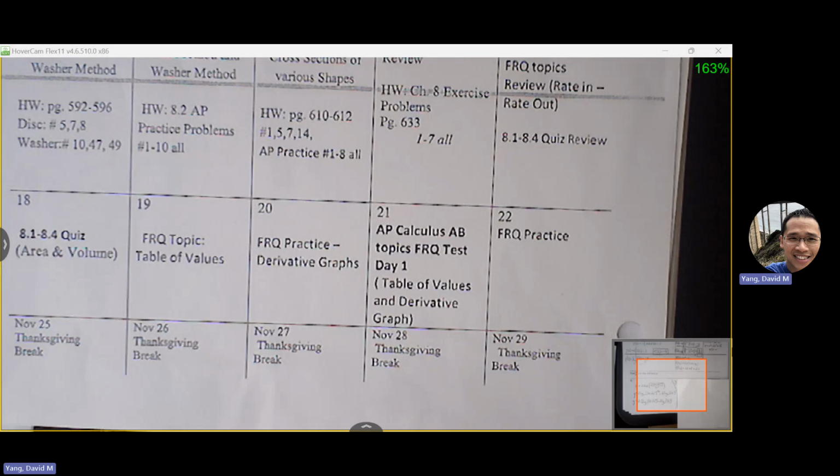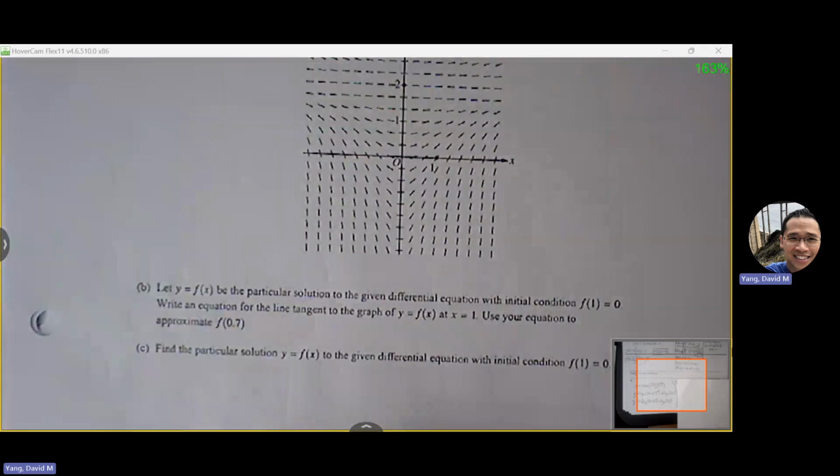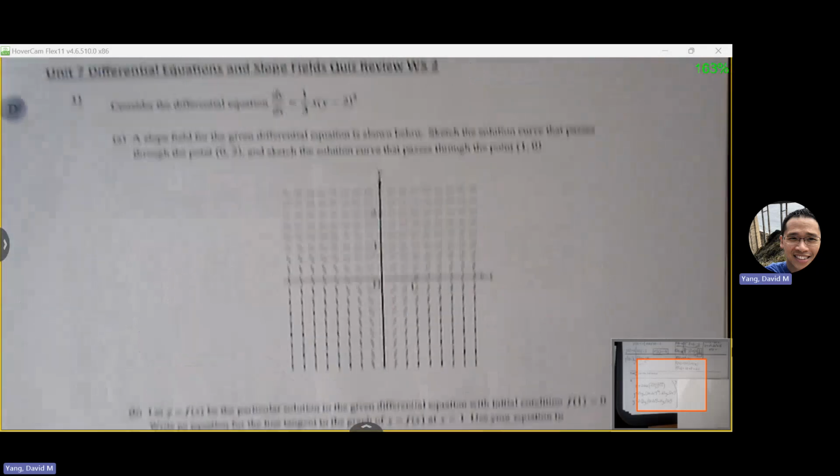Okay, we got through pages 5 and 6. Your homework is just to finish 7 and 8, which is just the front and back of this worksheet 2 here.